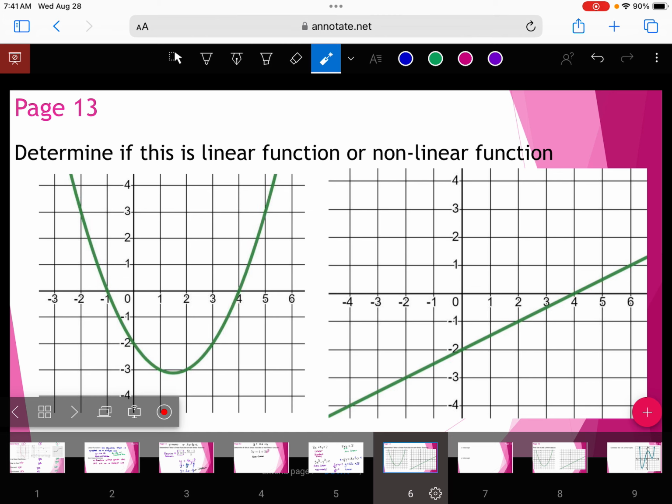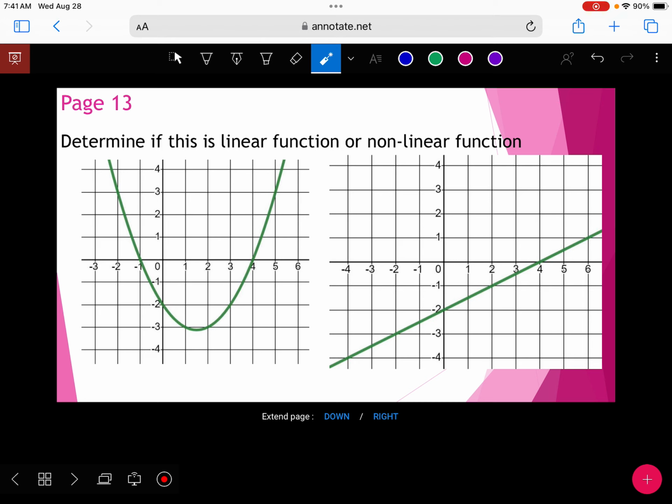So I'm going to ask a super duper complicated question here. Is this linear or nonlinear? Nonlinear. How do we know? That is not a line. That is a U shape. So this one is nonlinear. It technically is called a parabola, but we're going to work with that two more chapters from now.